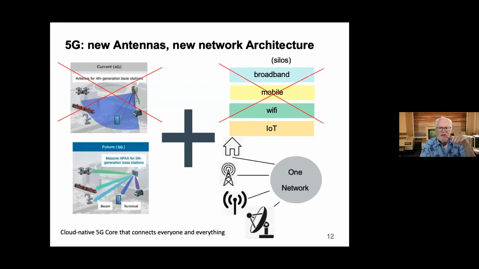There's going to be new antennas, new network architecture. So you're going to find one network for home connectivity, cellular connectivity. Satellite is going to be integrated into some of this. And again, I'm going to go kind of quick through some of these things to give you an idea of some of where this stuff is going.